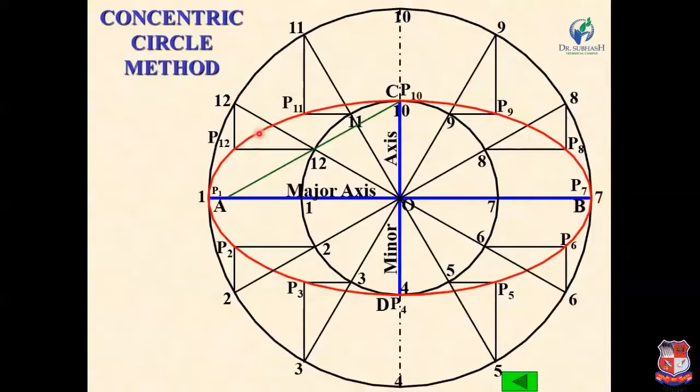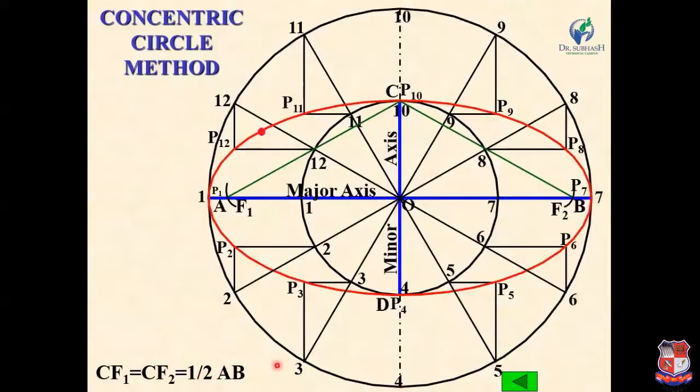Now, if you want to find the focus, then with AO as the radius and C as the center, draw an arc. So this point is F1, and similarly you can find the other focus F2 on this major axis. So as per the definition, CF1 is equal to CF2, which is equal to 1 half AB.